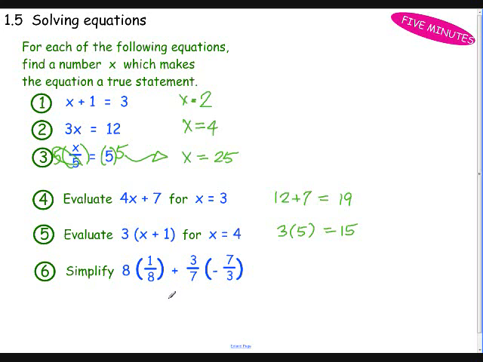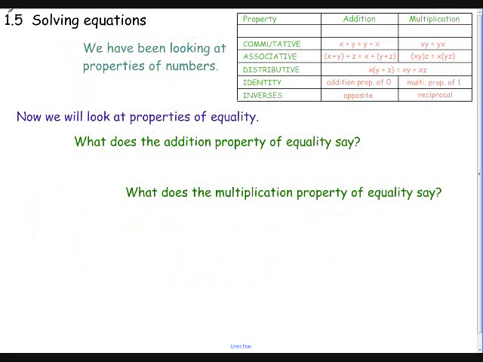How about simplifying this expression? Well, let's start right here. I know that 8 over 8 is equal to 1, so this very first term is 1. And what happens here? I've got 7 over 7, which is equal to 1, and 3 over negative 3, which is equal to negative 1. So I end up with 1 plus a negative 1, or that would otherwise be known as 0. Okay, a little refresher for us.